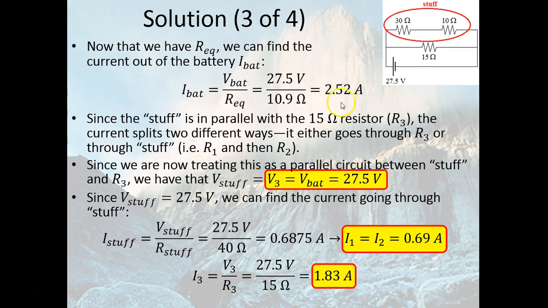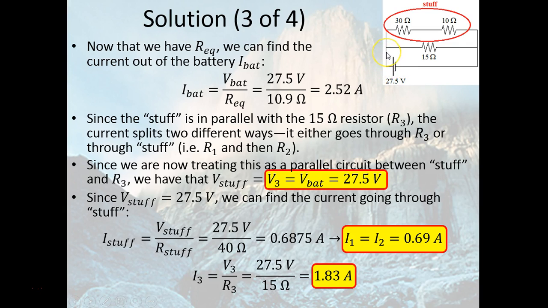Now, the current going through the 15 ohm resistor is found the same way. We know we have a 27.5 volt voltage drop across this one arm, and there's only one resistor in that arm, so 27.5 volts divided by 15 ohms gives you 1.83 amps. Now notice that if you were to add together the current going through the 15 ohm arm and the stuff arm, you would get 2.52 amps, which was exactly the same as the total current coming out of the battery. In other words, the current that came out of the battery is 2.52 amps.